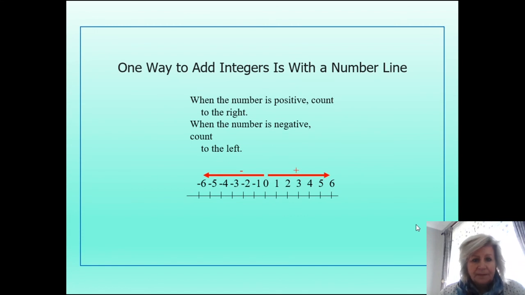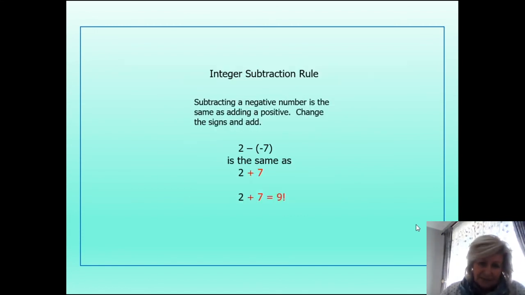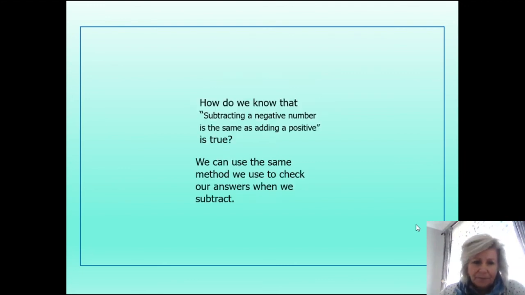Remember, numbers to the right, positive, to the left, negative. Integer subtraction rule. Subtracting a negative number is the same as adding a positive. Change the signs and add. So 2 minus -7, in brackets, so change the sign, 2 plus 7. 2 plus 7 becomes 9.